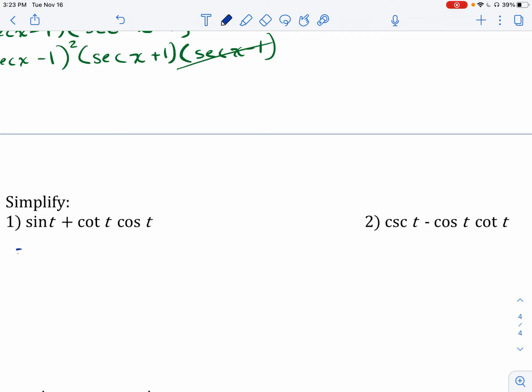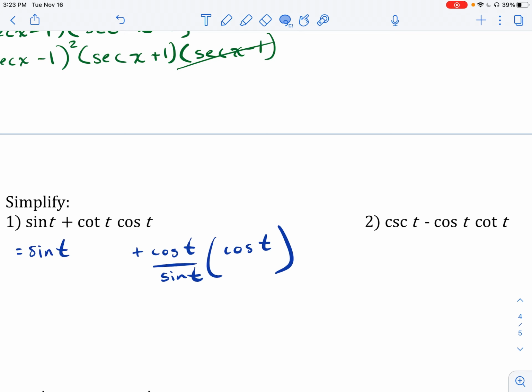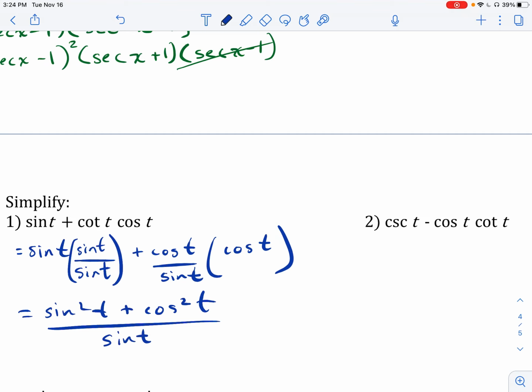Using some identities, we can say that this is equivalent to sine of t plus cosine of t over sine t times another cosine of t. And you'll notice that in order for me to really simplify this further, I'm going to want to write this all using the same variable. That is to say, multiply this by sine t over sine t. So now we have sine squared t plus cosine squared t all over sine t. And what is sine squared t plus cosine squared t? The Pythagorean identity says that that is 1, which allows us to write this as cosecant of t.